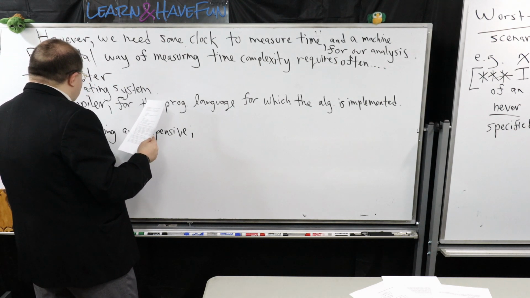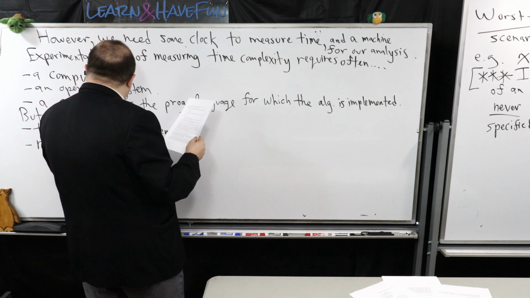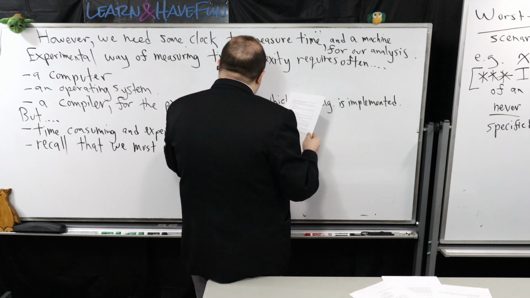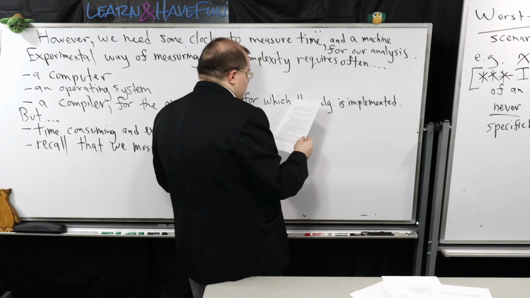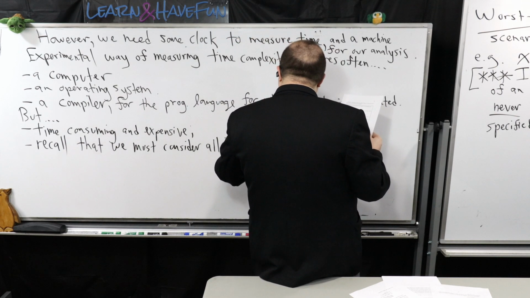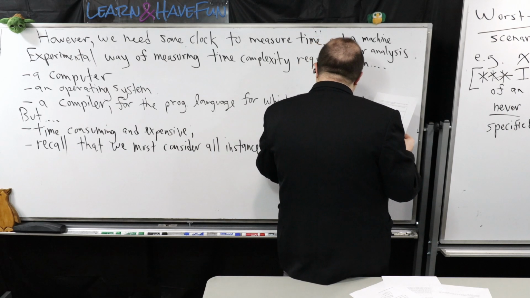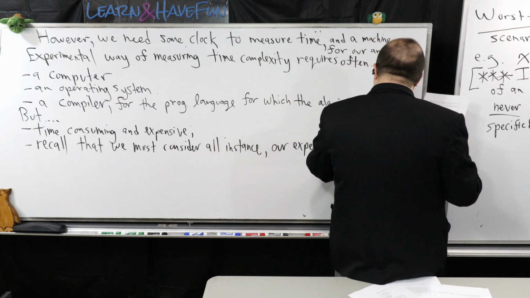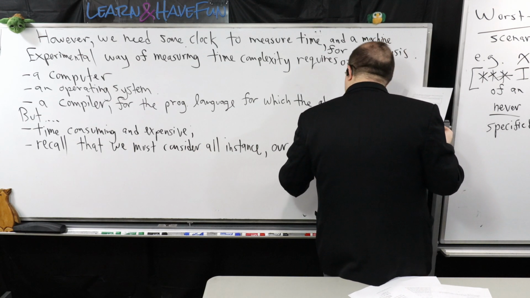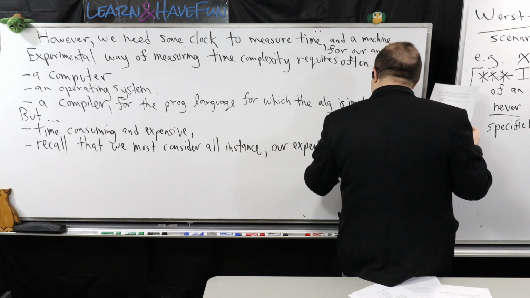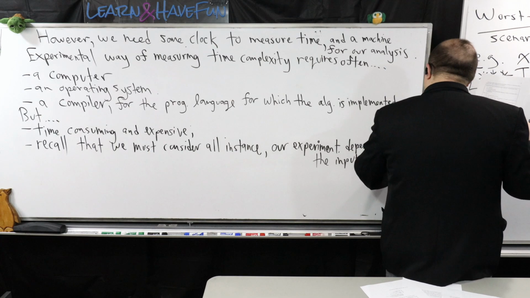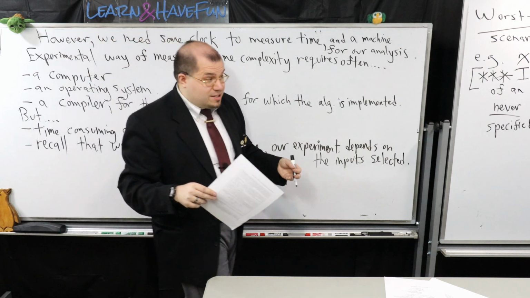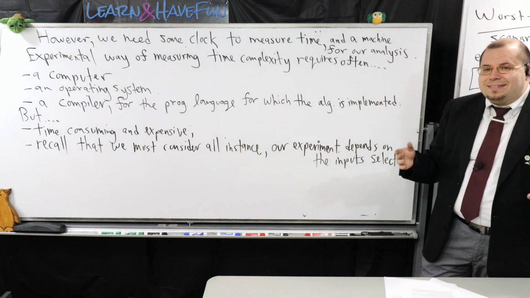So just remember, we must consider all instances. I want to know what the complexity of the algorithm is. So I'll say our experiment depends on the inputs selected. That's one thing we have to be careful about, especially if somebody sets up a computer experiment: you have to be very mindful of the instances they pick.